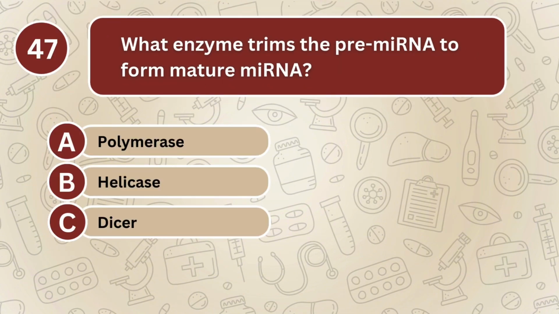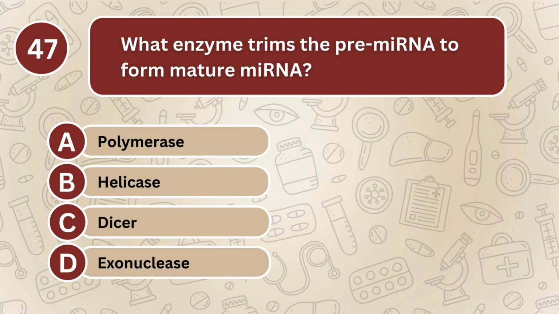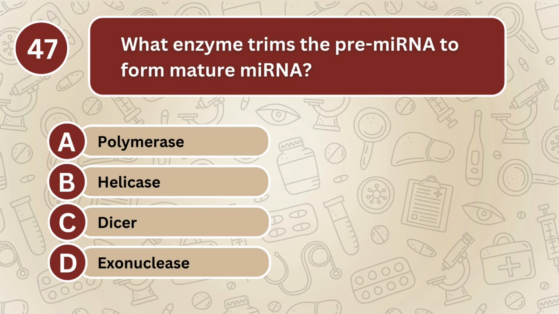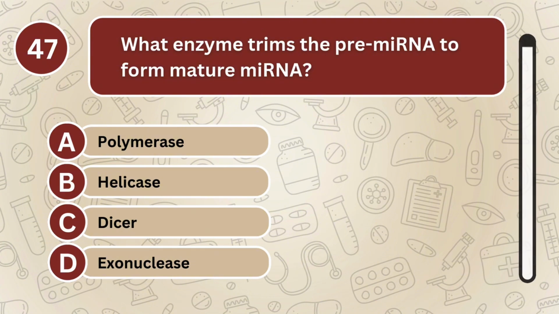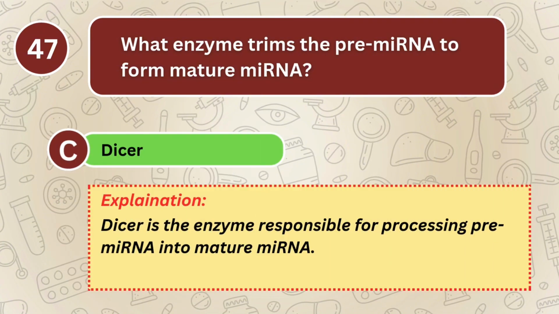What enzyme trims the pre-miRNA to form mature miRNA? A. Polymerase, B. Helicase, C. Dicer, or D. Exonuclease? Correct answer is C. Dicer.